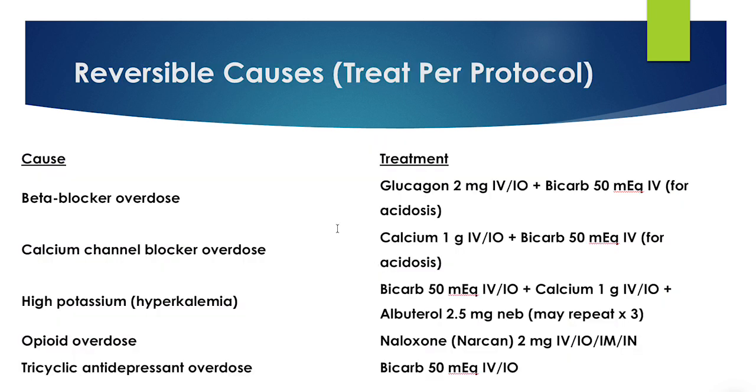Reviewing some of the reversible causes of bradycardia. Beta blocker overdose: give glucagon, and bicarb for acidosis. Calcium channel blocker: calcium. Hyperkalemia: you're going to have tall peaked T waves, usually in patients who miss their dialysis; give bicarb and albuterol. Opioid overdose can sometimes cause heart blocks as well, so we want to treat the heart block, but also treat the opioid overdose with naloxone. And TCA, antidepressant overdose: bicarb.